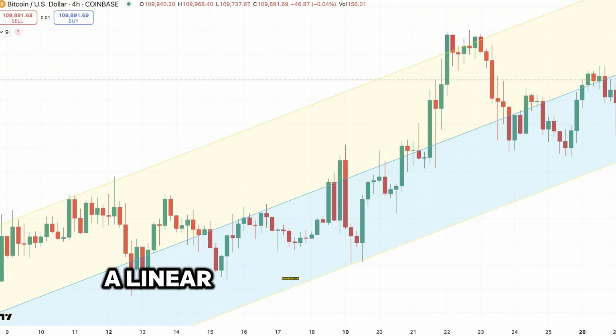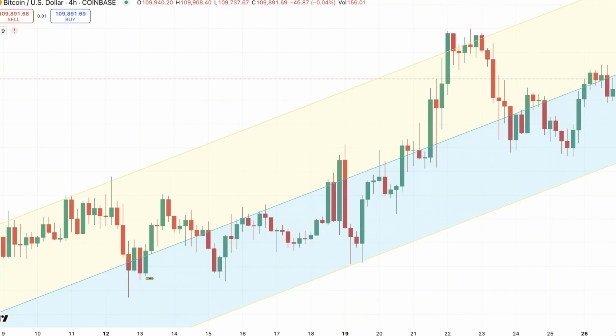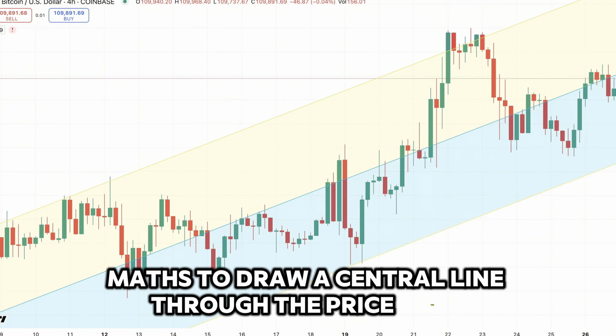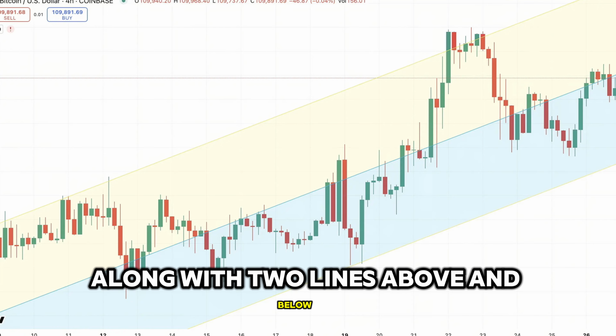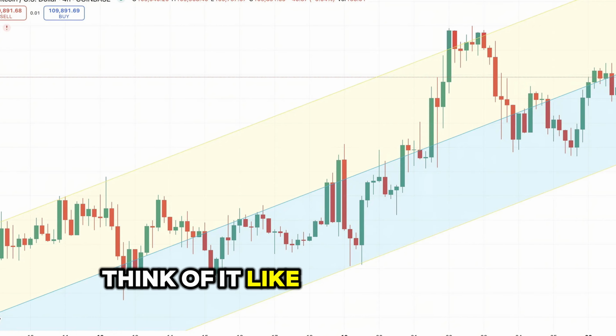A linear regression channel is basically a smarter version of a trend line. It uses maths to draw a central line through the price data, along with two lines above and below it, to show the typical range that price tends to move within. Think of it like a moving trend tunnel that adjusts to the overall direction of the market, giving you a clearer picture of where price might be oversold or where it might be overbought.